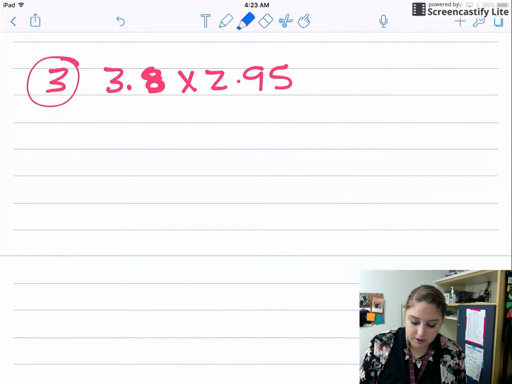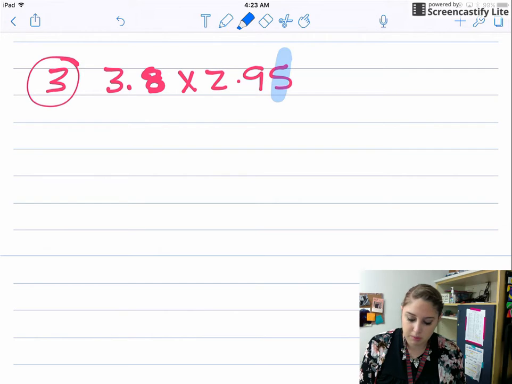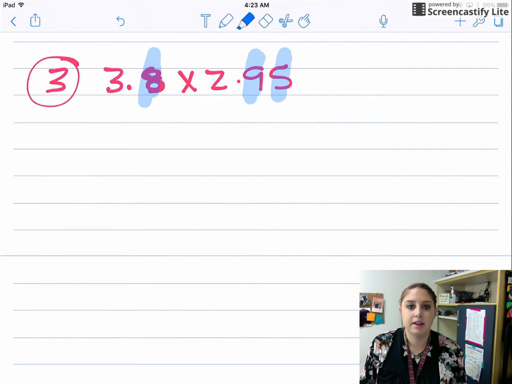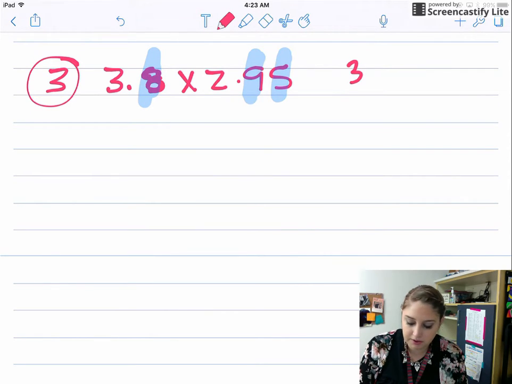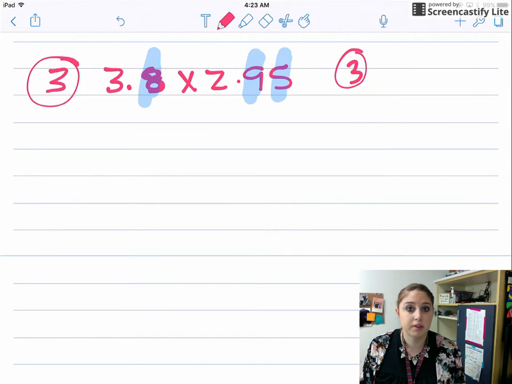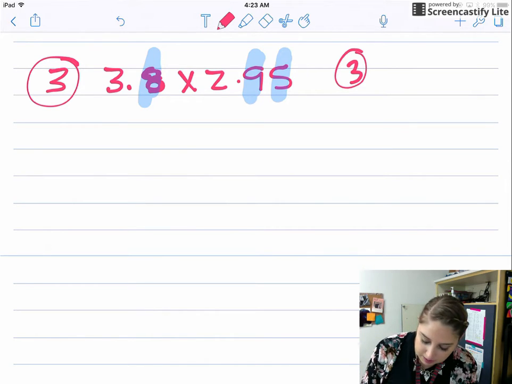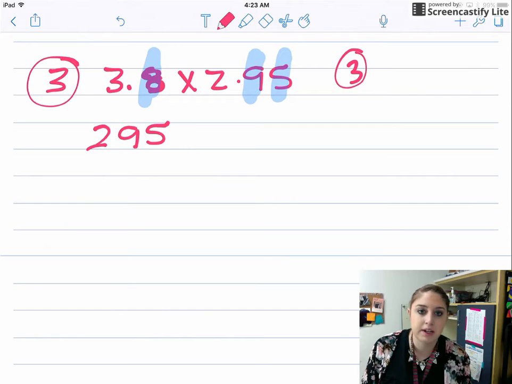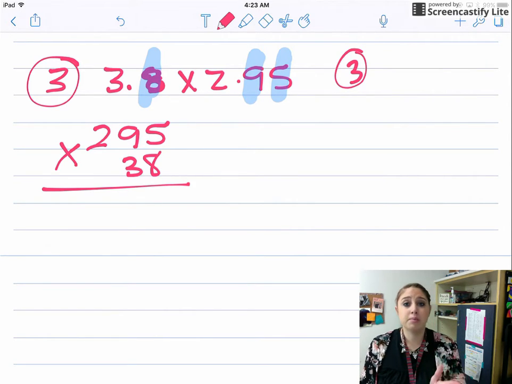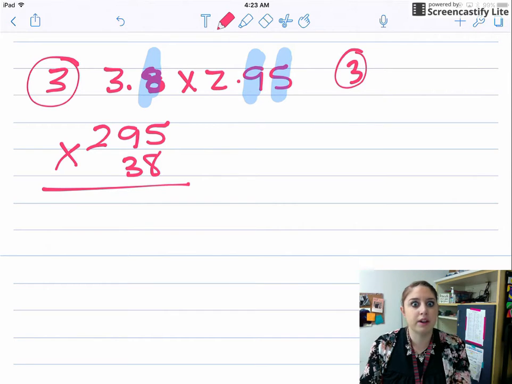Okay, so my first thing is to count the decimals. 1, 2. I'm going to have, and over in the corner I'm going to write that I have 3 decimals. Now I'm going to set it up with the number with the most digits on top, 295 times 38. When you're multiplying, make sure you really stay straight.